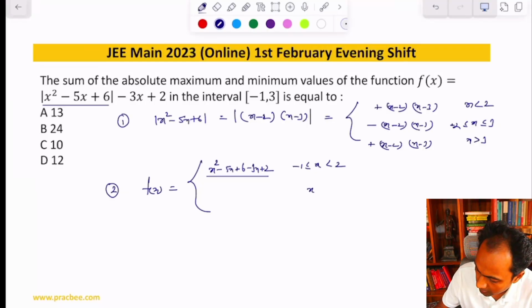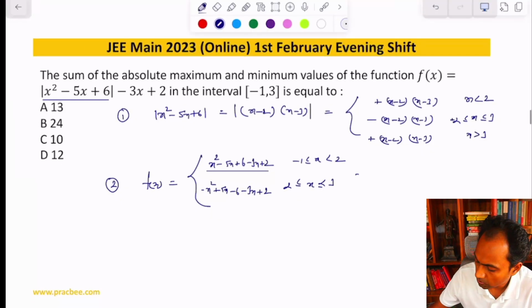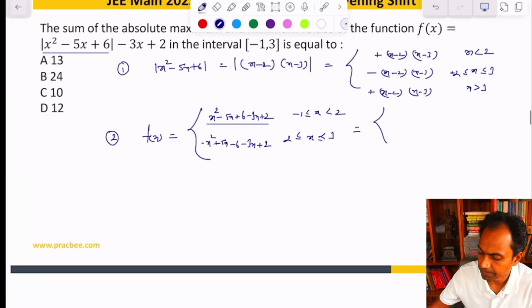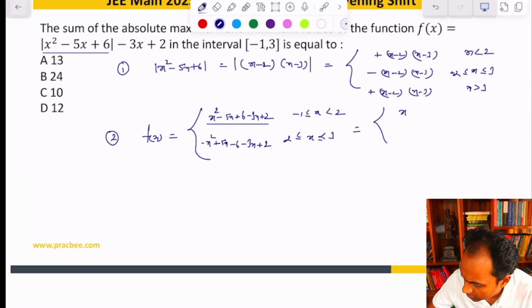For values of x that are greater than 2 but smaller than or equal to 3, we can open this with a negative sign: minus x square plus 5x minus 6 minus 3x plus 2. If I simplify this, what happens to this expression? Let us see. So x square is fine. The next part will become minus 8x. And the next part will become 8.